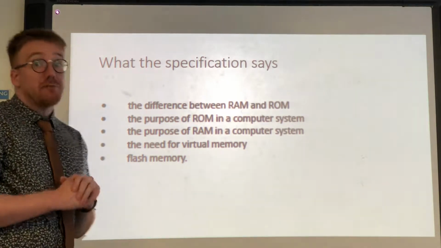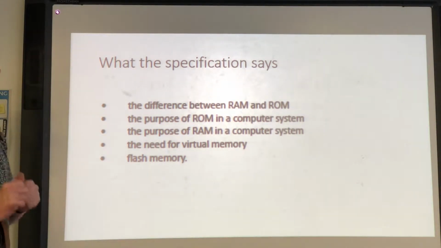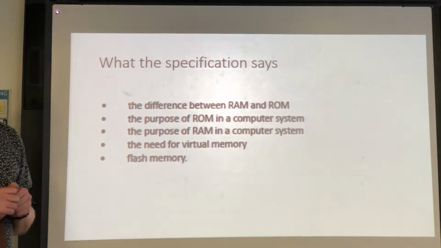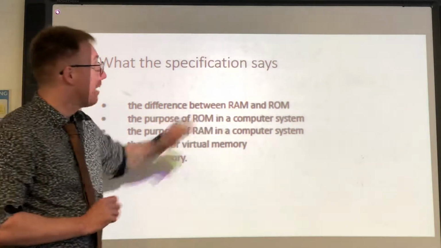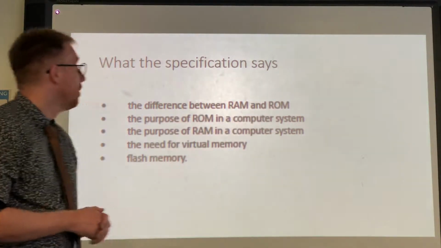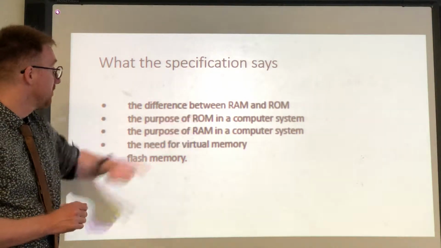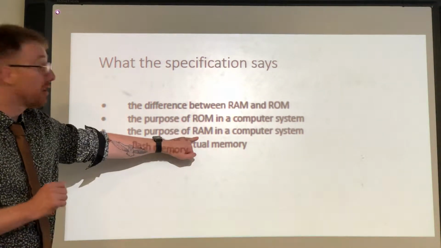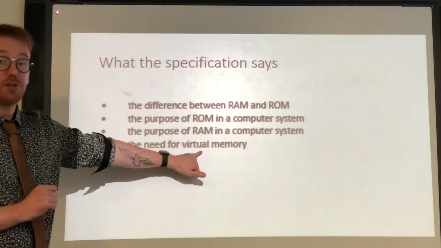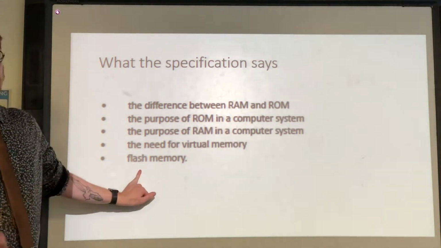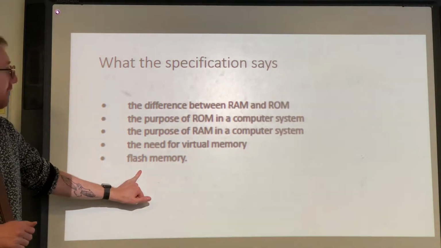First thing, you need to be able to differentiate, that is, explain the difference between two types of memory the computer system uses. The first is RAM and the second is ROM. We need to know the purpose. So what is ROM used for in a computer system? What is RAM used for in a computer system? What's virtual memory? And what do we mean when we talk about flash memory?